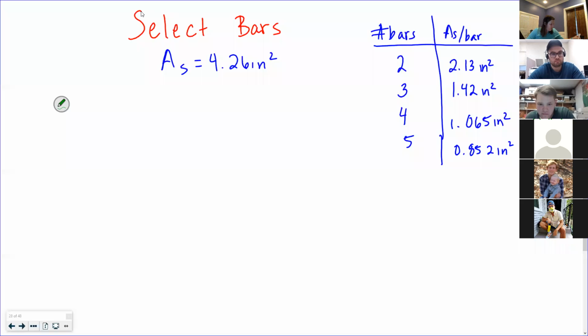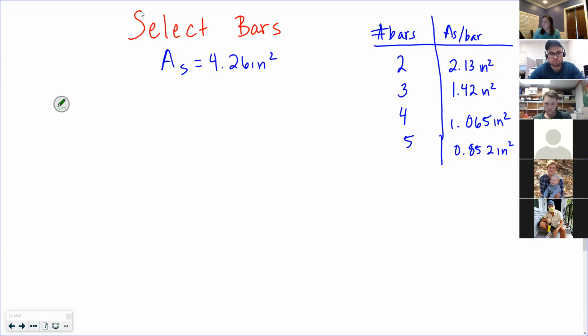Does anybody have a preference? What would they choose? I've checked the fit, and I think I chose 4 number 10s. 3 number 11s would work, and 4 number 10s are gonna work. So it's okay to be over that far? That's what I was having an issue with, because your As for 4 number 10s is over 5. Yeah, it's okay to be over that, as long as it still works.